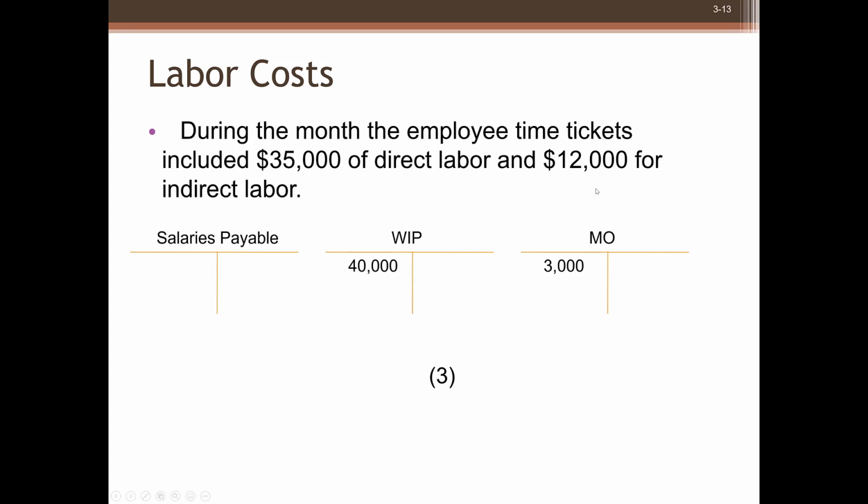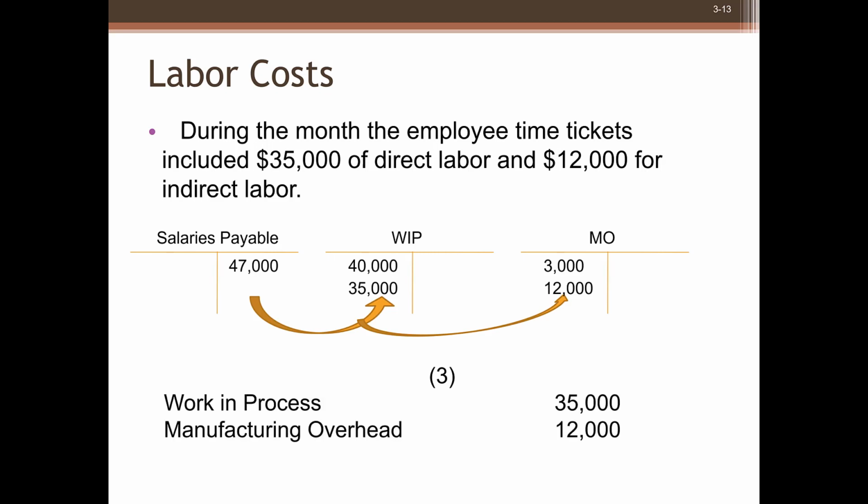35,000 plus 12,000, you will get 47,000. So total credit side to salaries payable is 47,000. The journal entry here, we debit work in process 35,000, manufacturing overhead 12,000, and we credit salaries payable for a total 47,000.